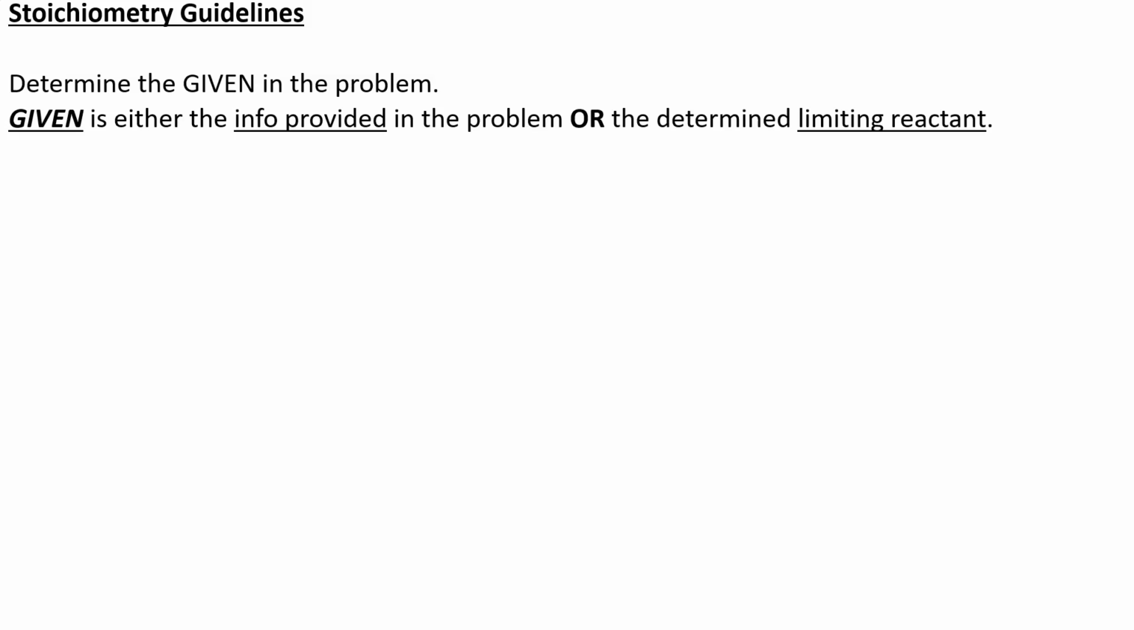First, we need to determine the given in the problem. It's either the information provided in the problem for that specific element or substance, or you have to determine the given because you've got to figure out what the limiting reactant is. We'll talk about the difference between those types of problems in a little bit.